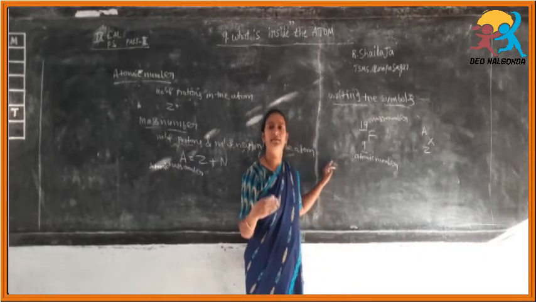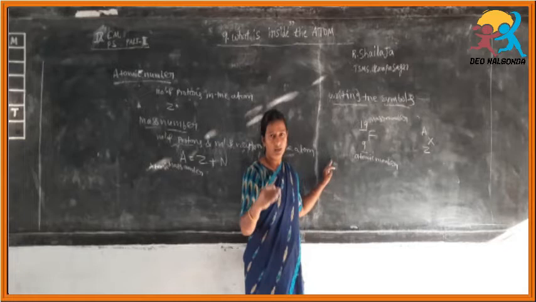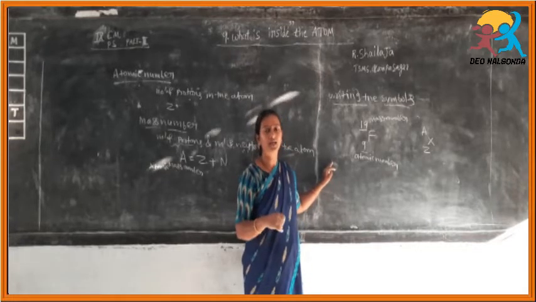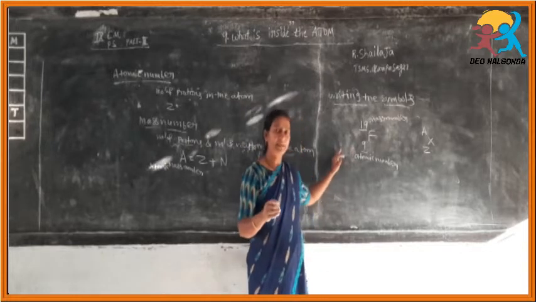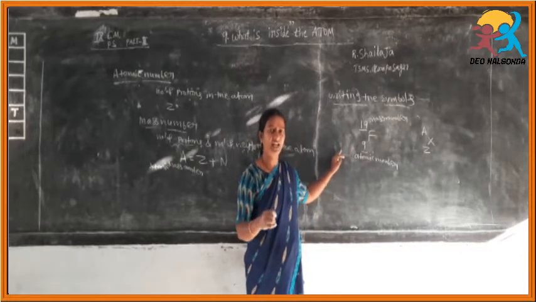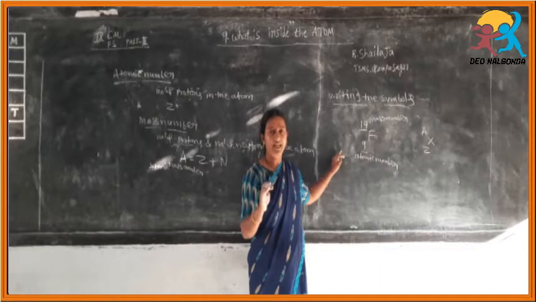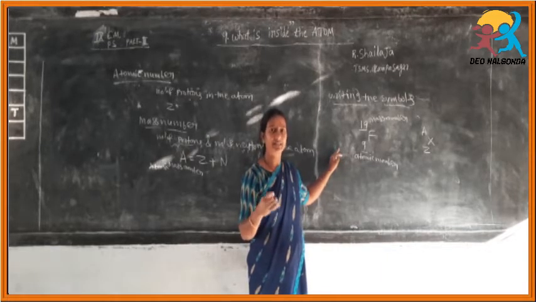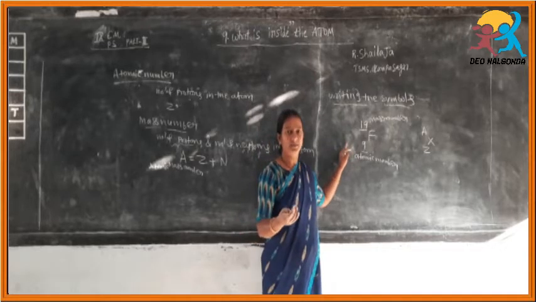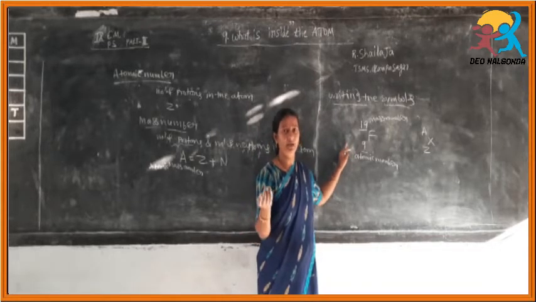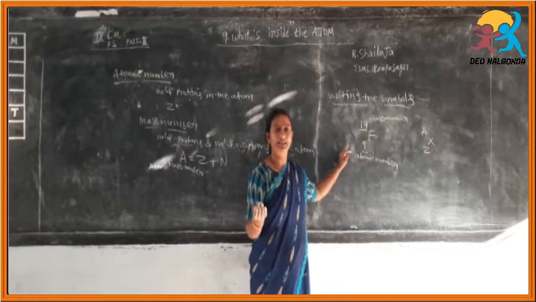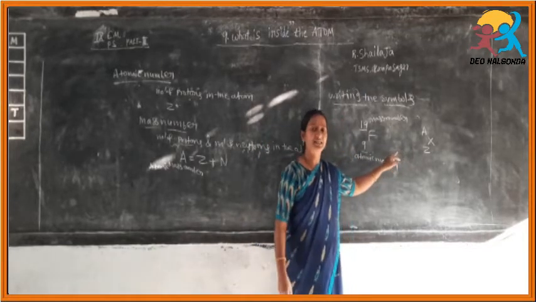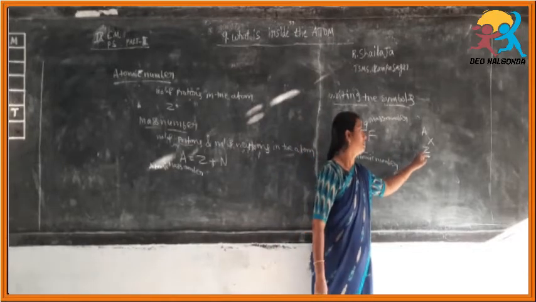Hydrogen, helium, lithium, beryllium. At least 30 element symbols we have to learn. In total there are 118 elements; so far scientists have discovered 118 elements. At least 30 element symbols we have to learn perfectly. For those 30 atoms, hydrogen atomic number, mass number, helium atomic number, mass number, lithium atomic number, mass number. So that is how we represent atom symbols.